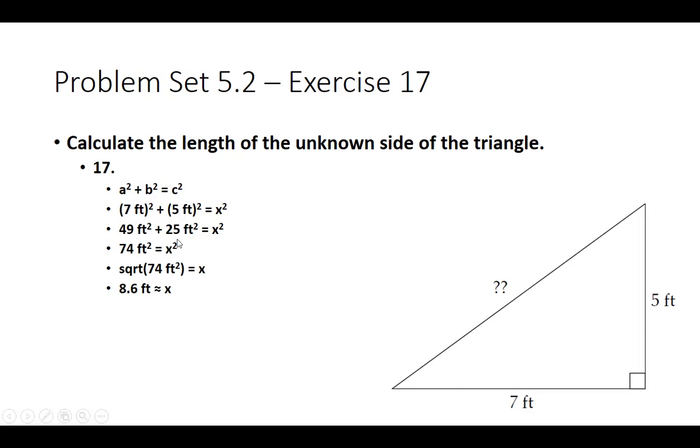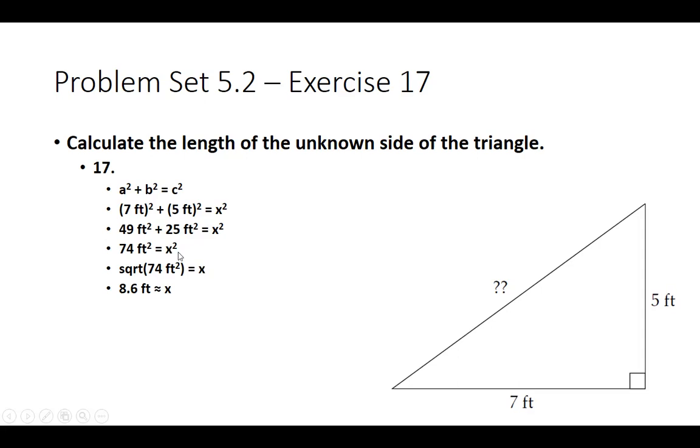When we square 5 feet, we get 25 square feet. And when we square x, we get x squared. Add together the left-hand side. 49 square feet plus 25 square feet is 74 square feet. So we have 74 square feet equals x squared.